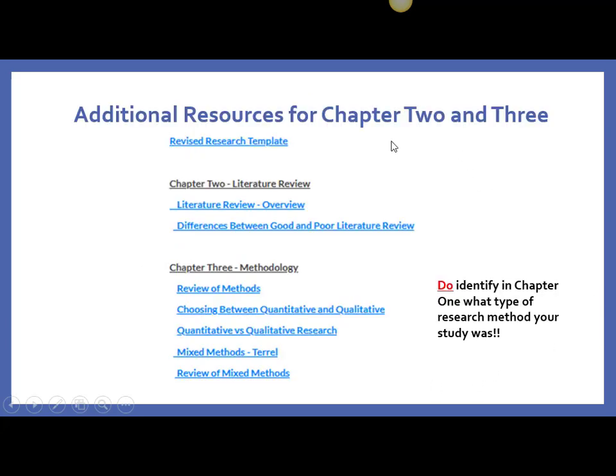I went back and pulled out the listings for chapter 2 and 3. You should be using the research template here, but this is an overview again to supplement the BWE text and what's good and poor literature review.